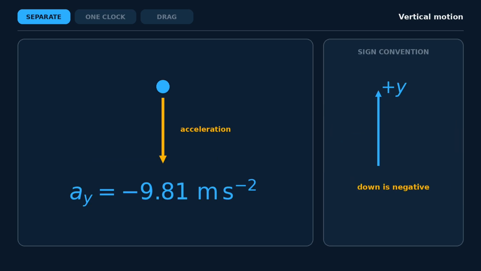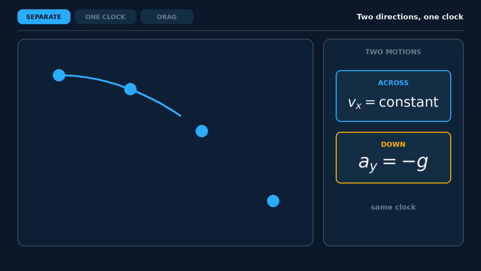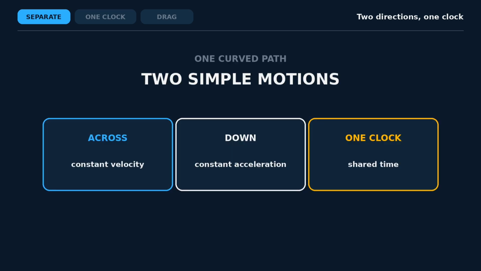Weight acts downwards, so the vertical velocity changes by 9.81 meters per second every second. If upwards is positive, the vertical acceleration is minus 9.81 meters per second squared. The curved path is therefore the result of two simpler motions happening at the same time: constant velocity across and constant acceleration down. The directions can be calculated separately, and time is the quantity that connects them together.